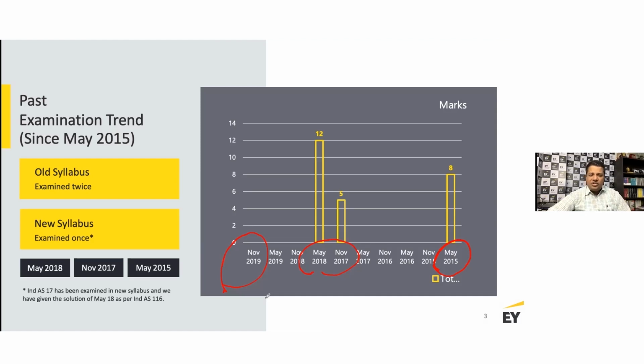Now that has changed fundamentally under Ind AS 116, where all these arrangements which have a life of more than 12 months are in a way required to be recorded as part of your financial statement. And we will talk a lot more about the same.